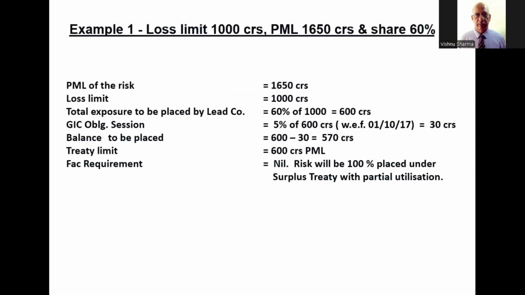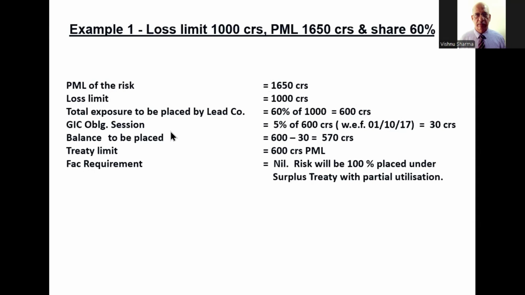Let us see. In the first example, the loss limit is 1000 crore. PML of the risk is 1650. Loss limit is 1000, so we take the lower of these two. And the company's share is 60%. So how much is supposed to be placed? 60% of 1000 is 600 crores. This is the amount which is required to be placed in terms of PML or absolute amount, because we are talking about the loss limit. So 60% of 1000, it is 600 crores.